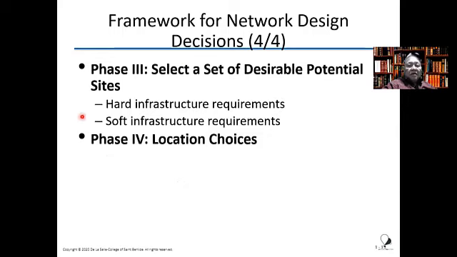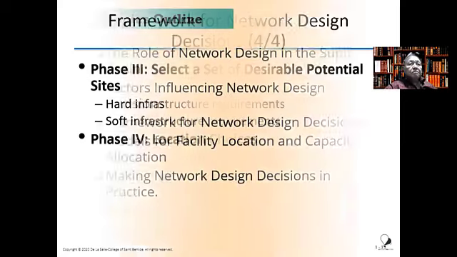Phase three, you just have to select a set of desirable potential sites. So in short, you identify where you have some site in Europe, in China, in ASEAN, in the US, okay, already. So this requires a geographical assessment. And lastly, you just have to decide on which location, and normally you use a decision model. In our case here, we'll be using the capacitated facility location model, which uses the linear programming approach.